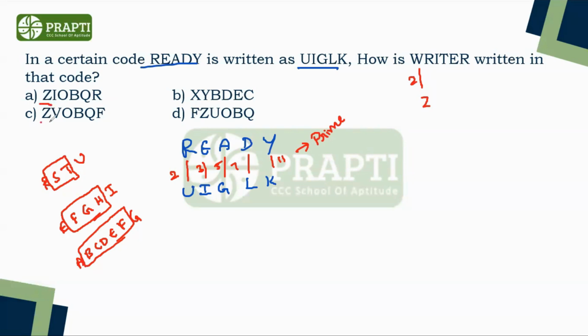Option A contains Z, option C contains Z. So now we'll check the second letter. In between, three letters I should have, so that I will be getting V here. So option C has the second letter as V. So what is the answer here? Option C will be your answer.